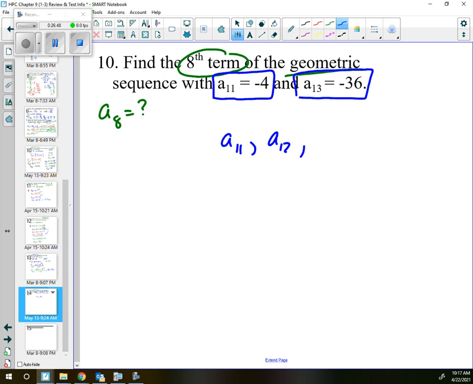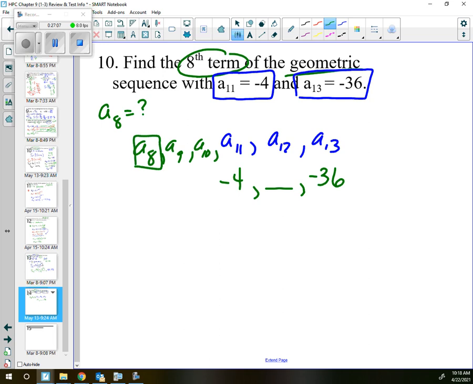So A12, A13. I am given this number here, -4. I don't know the 12th term, but I have A13 as -36. And ultimately, I want term 8, which is back here a ways, right? So we'd have A10, A9, A8. Ultimately, I'm looking for that.